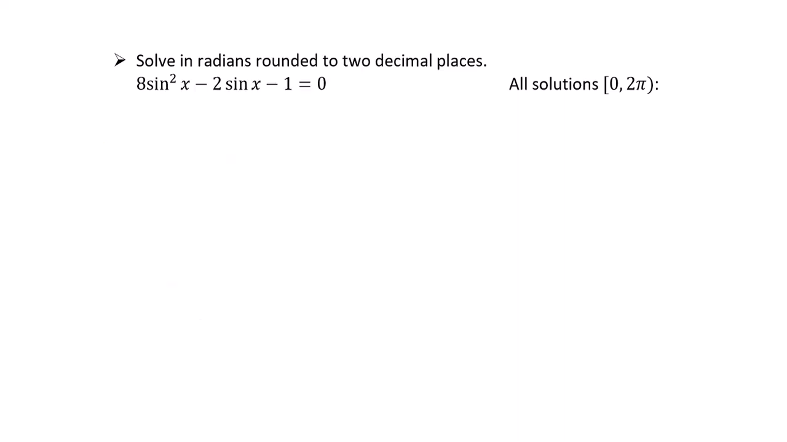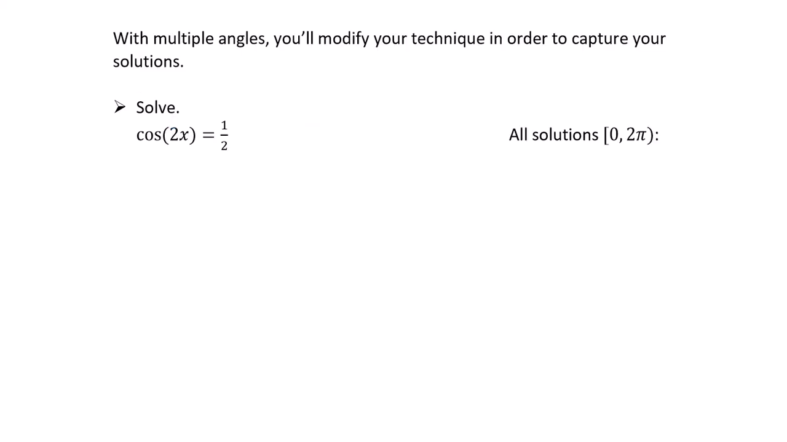Solve in radians rounded to 2 decimal places. 8 sine squared x minus 2 sine x equals 0. So trying to solve this, I'm going to have to factor again. 4 sine x plus 1 and 2 sine x minus 1 equals 0 will be the way that factors. With multiple angles, you'll modify your technique in order to capture your solutions.